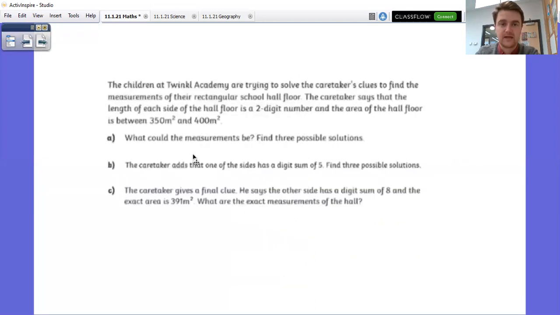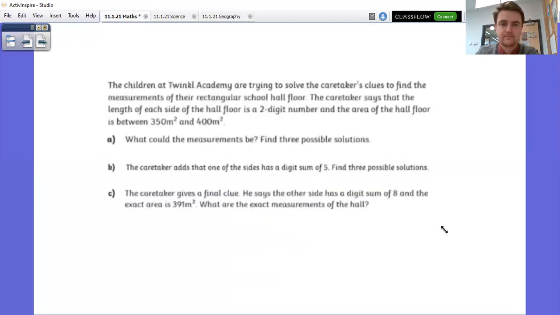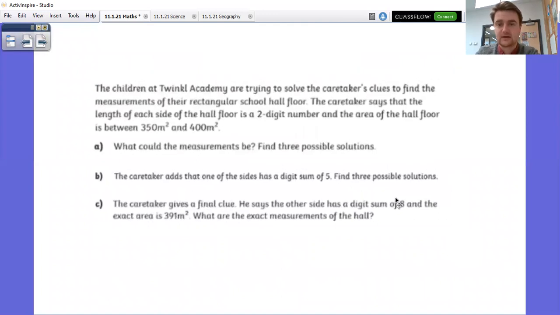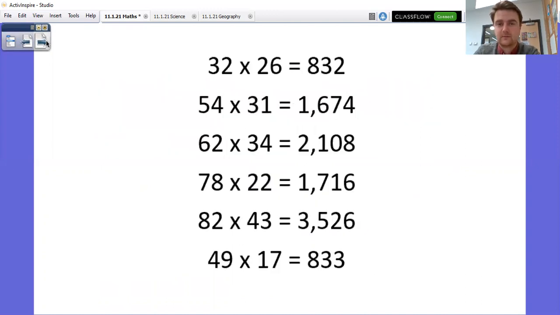Here is your open-ended question. Have a go with that and send me over your answers, because like I said, there are quite a lot of different options for answers. Some of them say 3 possible solutions, and that's a really good way of furthering your maths knowledge. But here are your answers for the arithmetic questions.